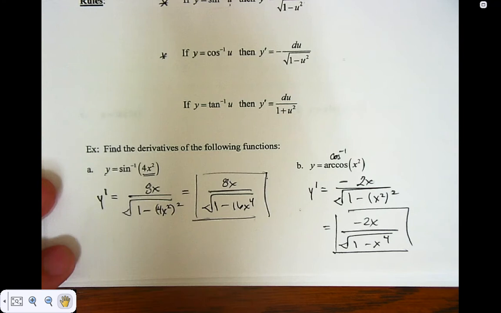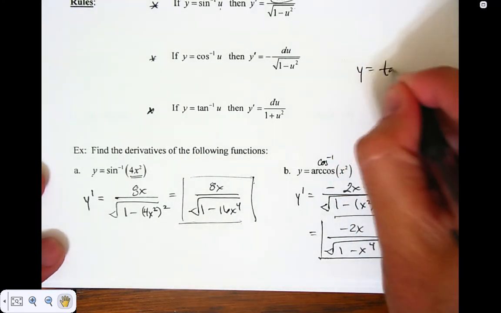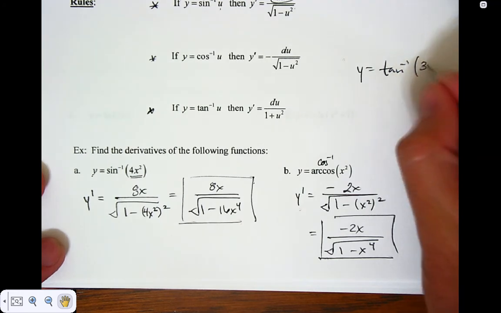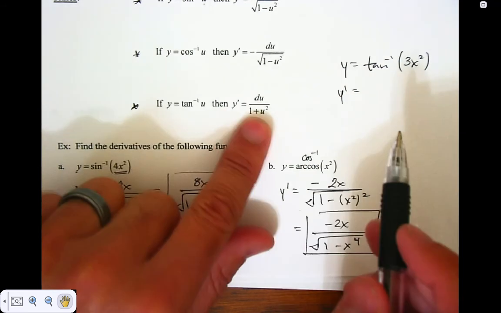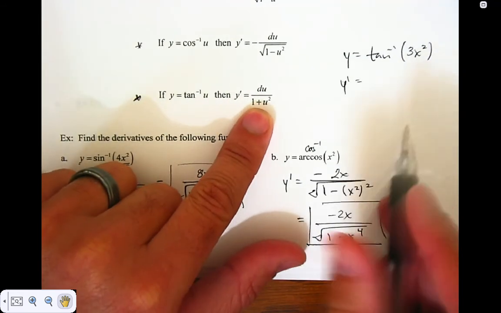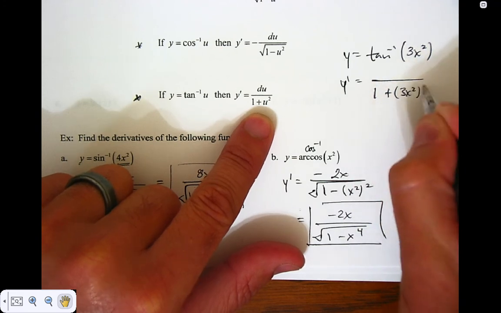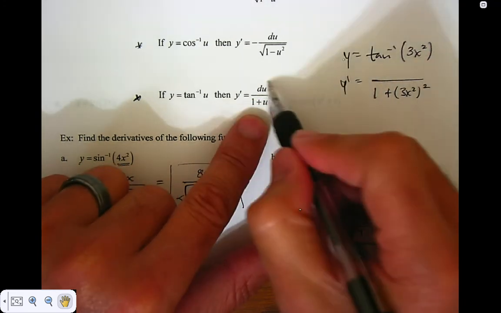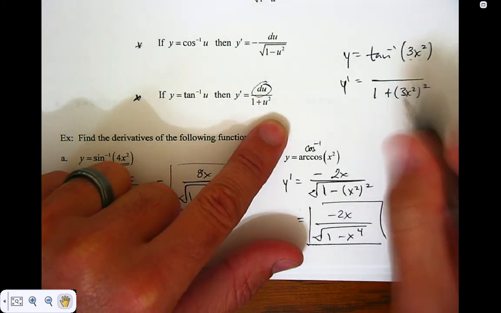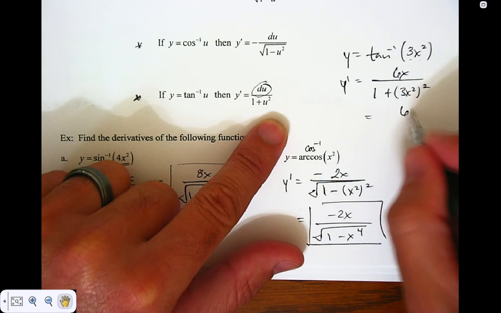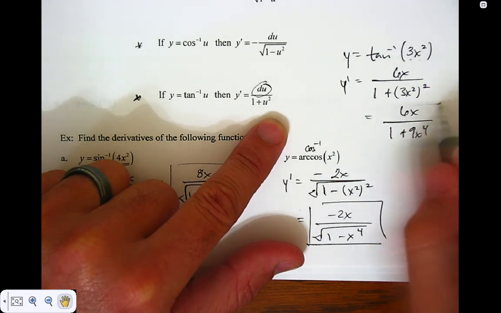I didn't do an example of tangent, so maybe you guys want one of those. I'll do y equals inverse tan of 3x squared. What would y prime be? Tangent does not have a square root, and it's a plus sign. And so all you do is downstairs you have 1 plus whatever u is, 3x squared. And then don't forget, this is the derivative of the u stuff. So the derivative of u would be the derivative of 3x squared, or 6x, for a final answer of 6x over 1 plus 9x to the 4th.